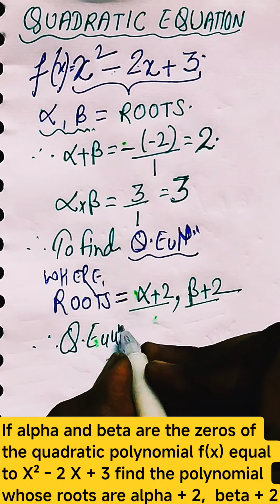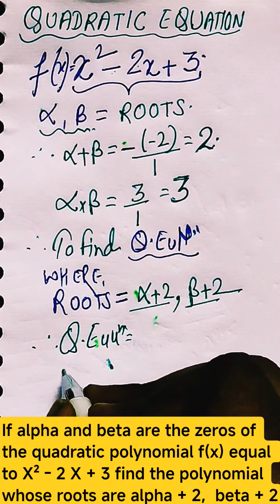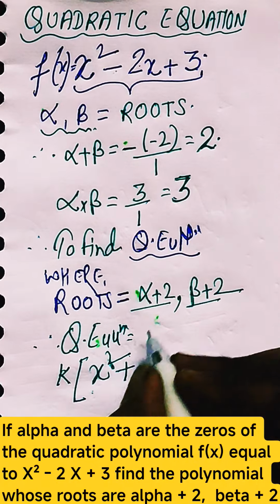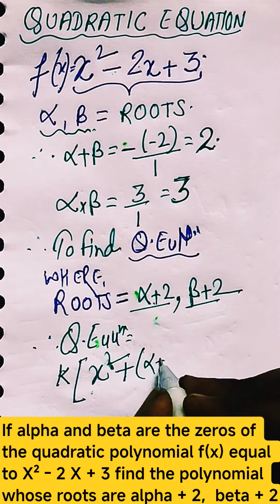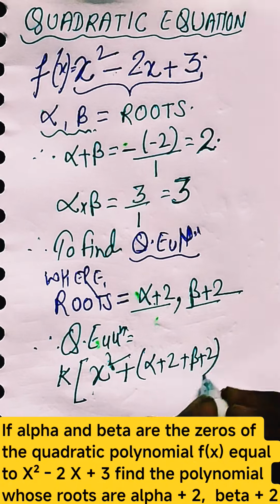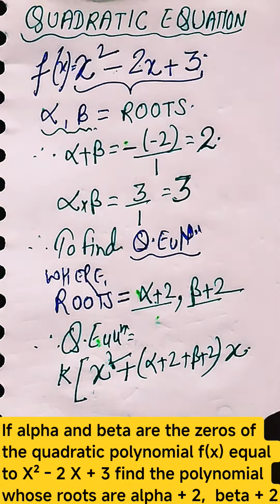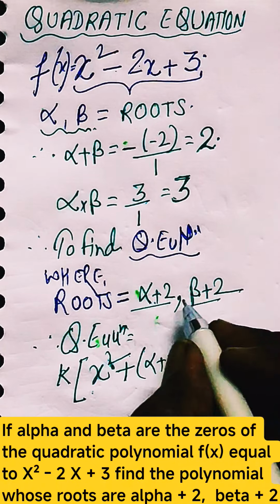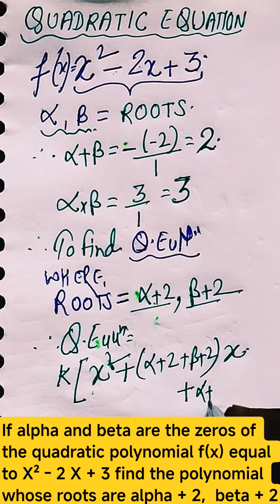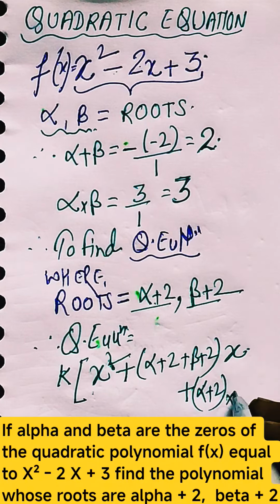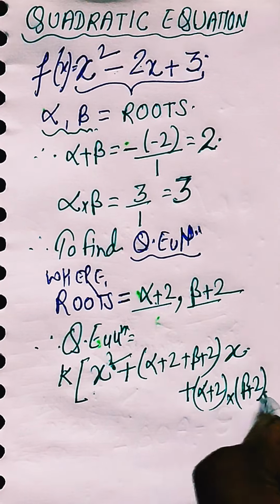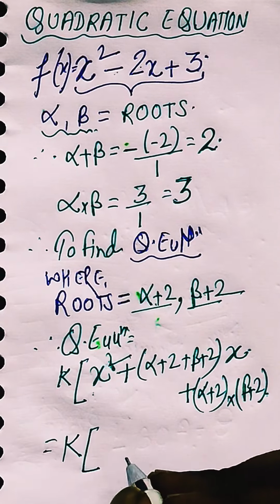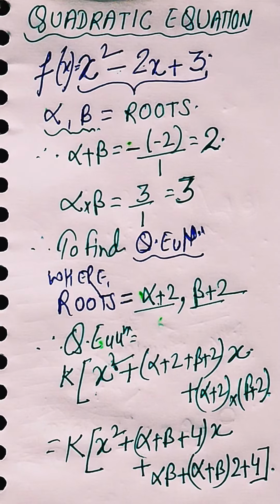to evaluate such a quadratic equation, let's say a constant k is there. k times x square plus the sum of the roots, that is alpha plus 2 plus beta plus 2, which will be the coefficient of x, plus the product of the roots, which will be the constant term, that is alpha plus 2 into beta plus 2. Here the constant term was coming by c by a, so that's why it's alpha plus 2 into beta plus 2, that is both will be multiplied.